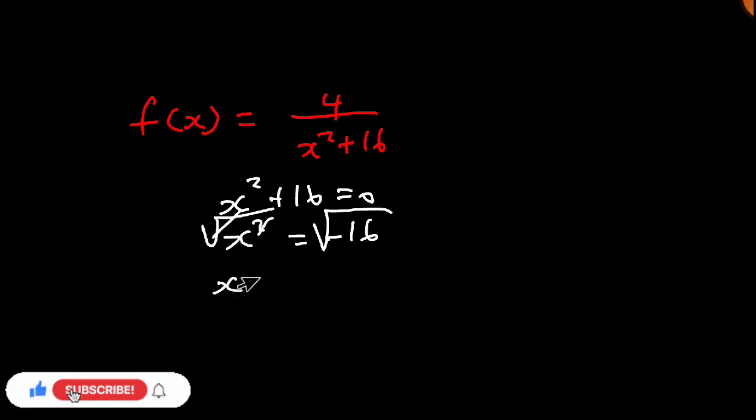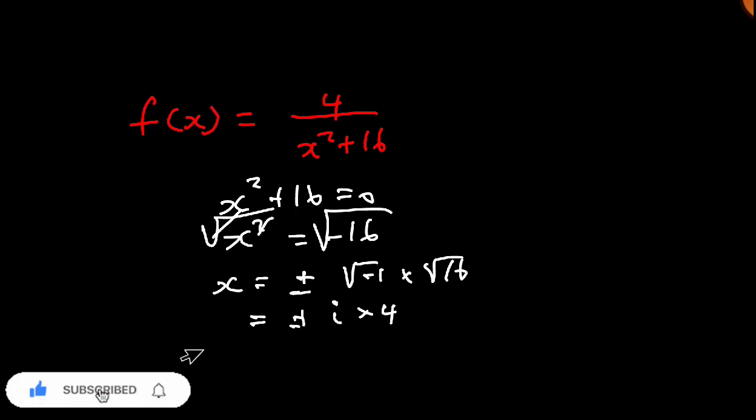You have x is equal to plus or minus the square root of -16. Now this is going to be equal to root -1 multiplied by root 16, plus or minus. Root -1 is i, and then root 16 is equal to 4. So x is going to be equal to plus or minus i times 4, which is 4i.